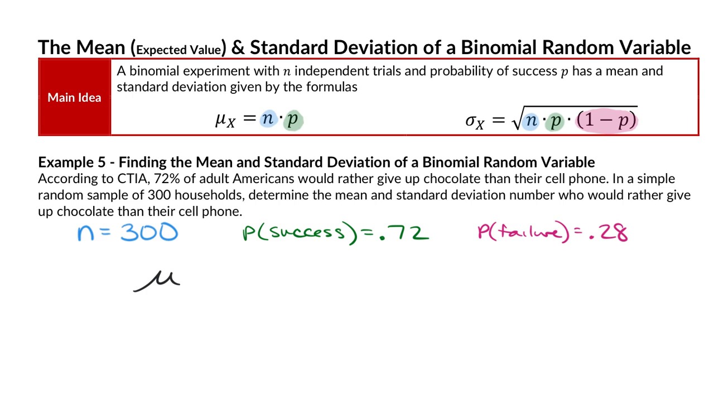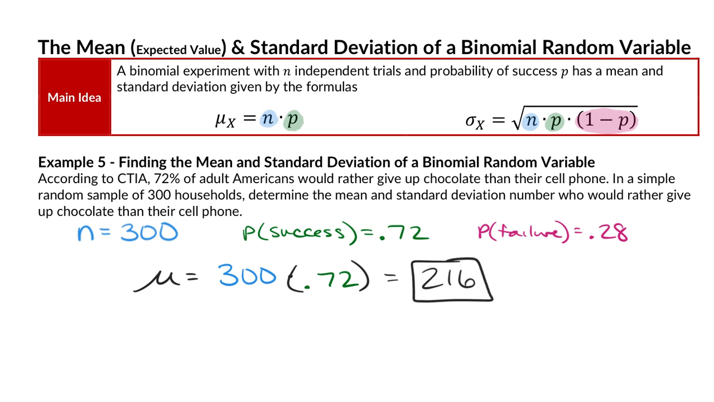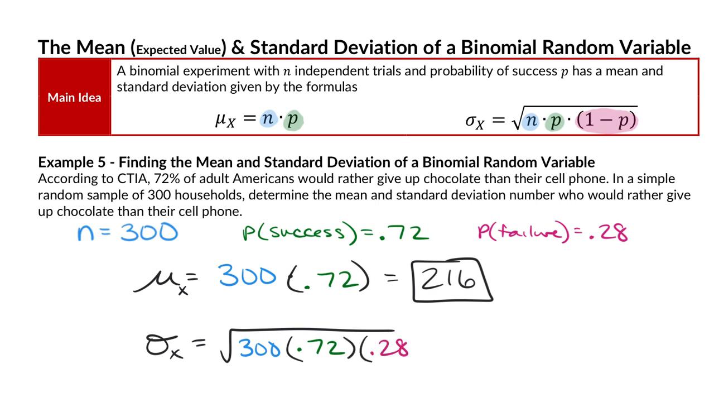If we are finding mu, the mean, all we have to do is 300 multiplied by 0.72. I'll put that in parentheses so it's easier to see. This is 216. The standard deviation, so how much spread this has, would be found by doing the square root of 300 times 0.72 times 0.28. We throw that in a calculator. Our spread here is 7.8.